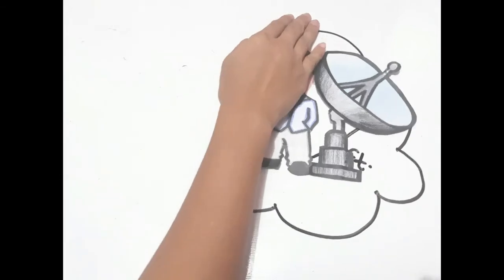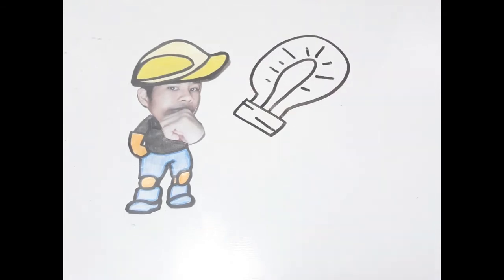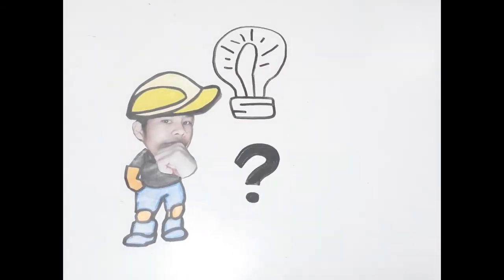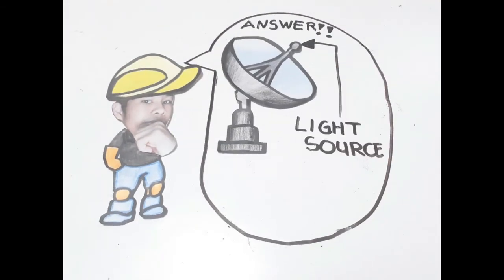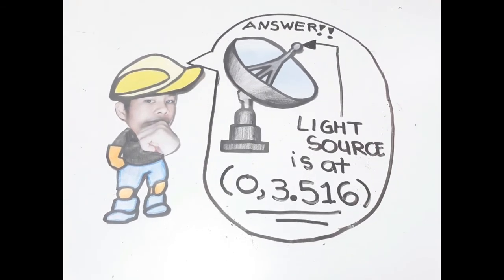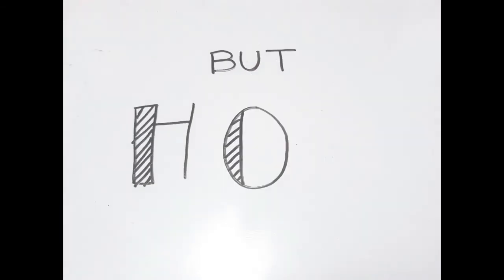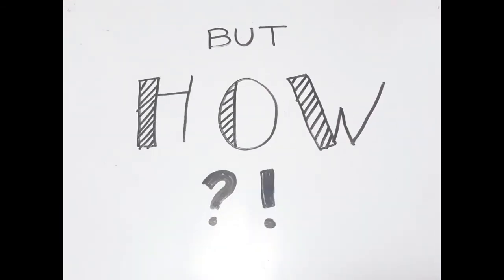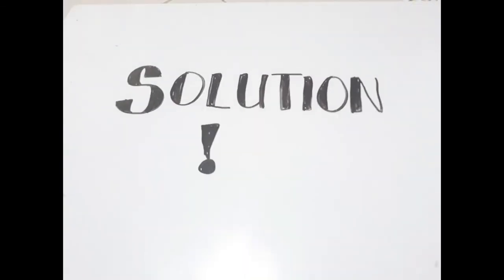From his given, the light source is not stated. But since Sherwin Pakibot is so smart, he calculated it without further ado and came up with the answer. The light source is at 0 and 3.516. But since we are not aerospace engineers, we're gonna have to ask how. So here is a solution of the parabolic problem.